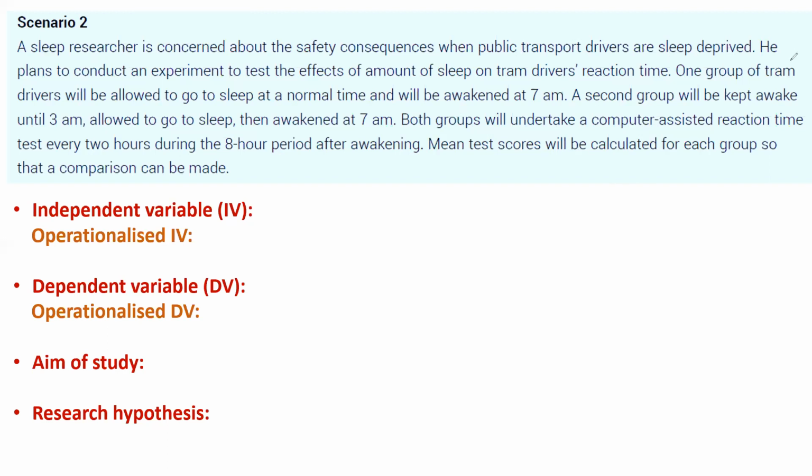So here we can see that it says that he plans to conduct an experiment to test the effects of amount of sleep on tram drivers' reaction time. So that should technically be our simple IV and our simple DV. Because reaction time is something we measure, and remember, DV is a variable that's measured for change. Amount of sleep is something we can manipulate. In this study, for example, it says that one group was allowed to sleep at a normal time and they weren't woken up during their sleep.